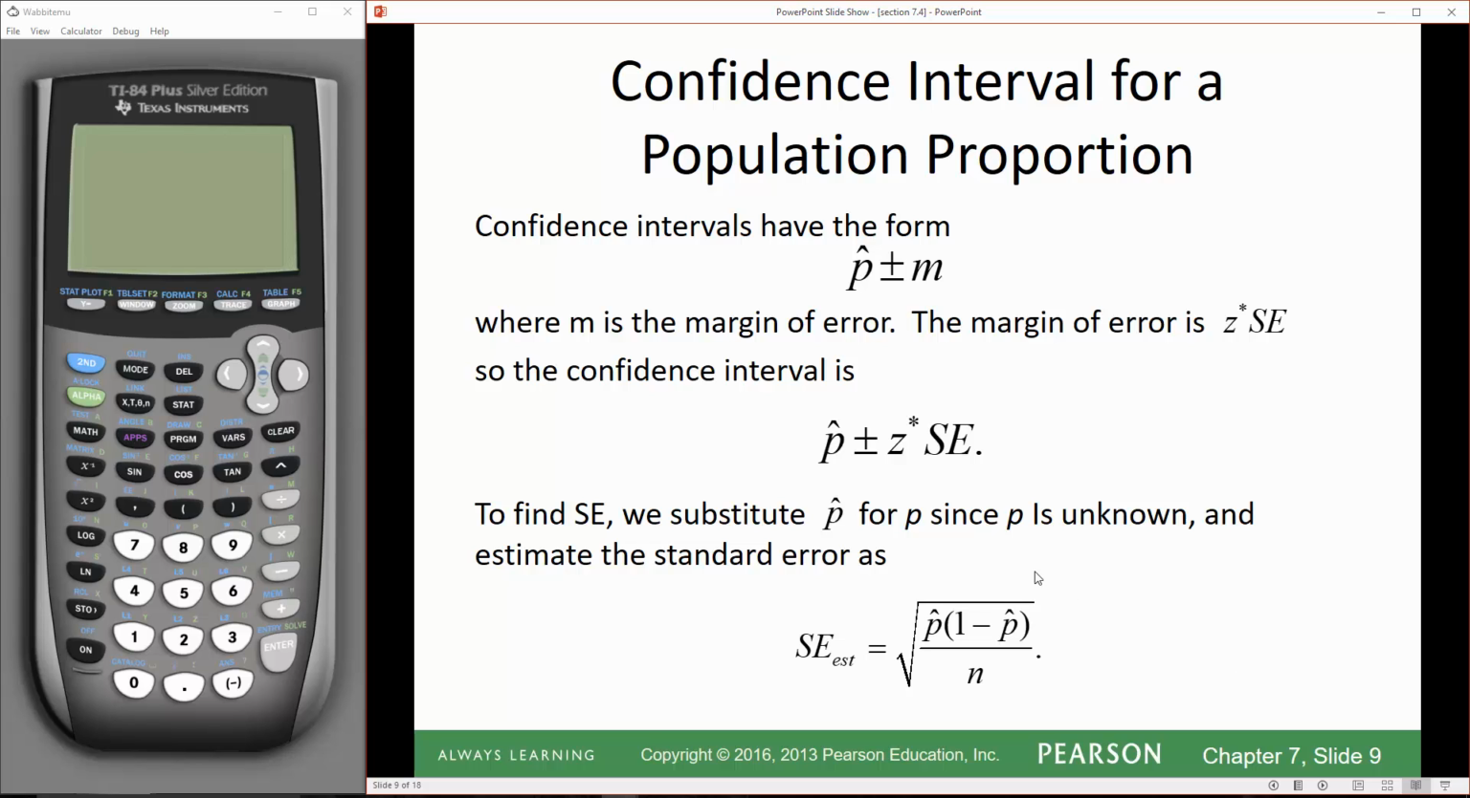So confidence intervals have this form. You're going to take p hat plus or minus the margin of error. We're letting m represent that. And if instead of margin of error, you want to write that as z critical times the standard error, that's fine too. So you can also write it as this equation. And typically, we're not going to know what p is. So if p is unknown, we're going to use p hat to estimate. So here's a standard error estimate. Plug p hat in instead of p.